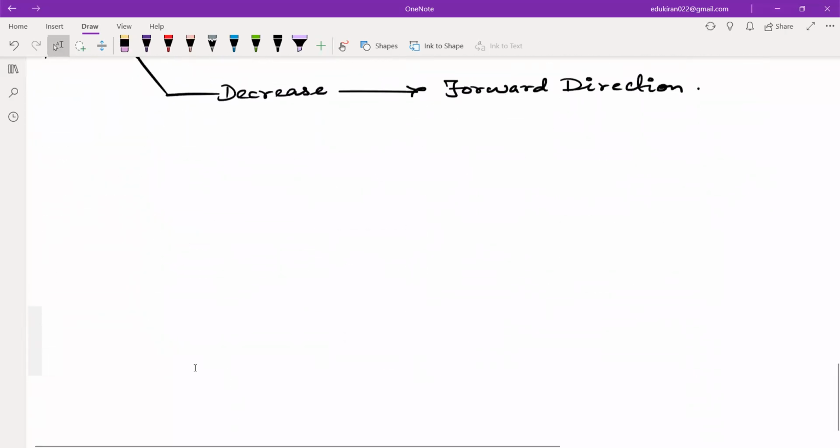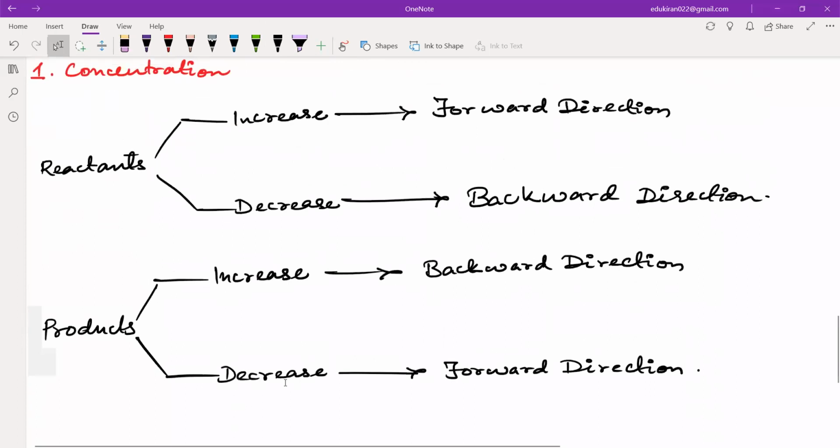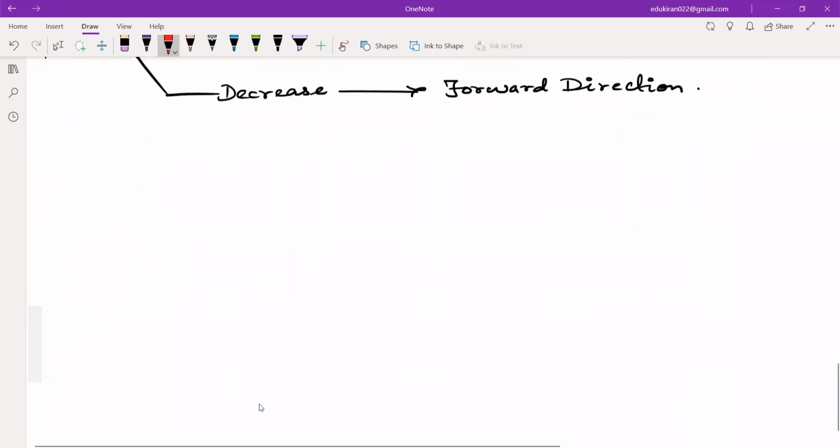Next we have temperature. Okay, wait a second. Let me give you guys a question first, then we will move to the temperature.